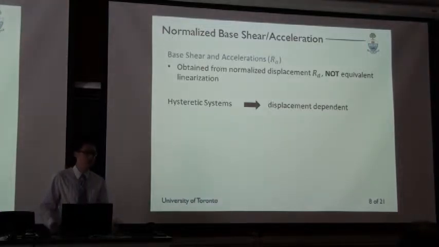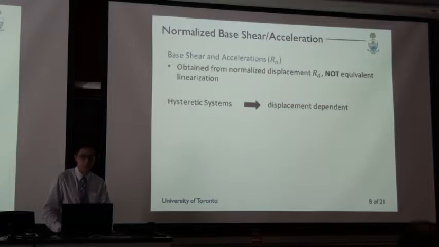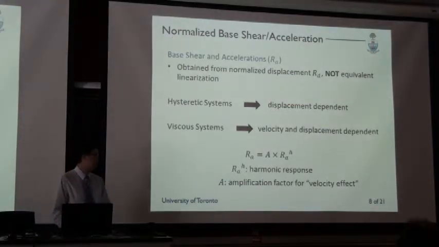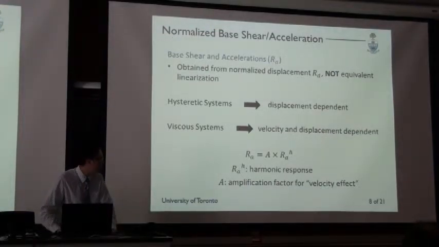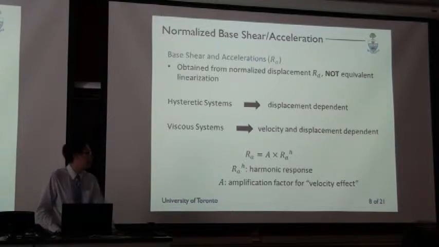For systems with hysteretic dampers, everything is displacement dependent, so this relationship is quite straightforward. For systems involving viscous damping, however, we need an estimate of the system velocity. And for these cases, the normalized base shear and acceleration are given by this expression here, which is the product of two factors, A and RAH, where RAH is a harmonic response envelope, assuming that the system with viscous damping responds in some kind of harmonic manner with an effective frequency, and A accounts for the non-harmonic effect, which we call velocity effects.